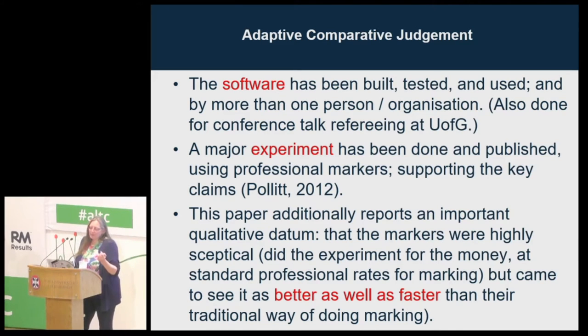There was a major experiment done of this adaptive comparative judgment, which Pollitt talks about in 2012. And what Pollitt found was that expert markers, who were highly skeptical initially of using this process, by the end of it, they judged that this process was a better way of marking and it was a faster way of marking.